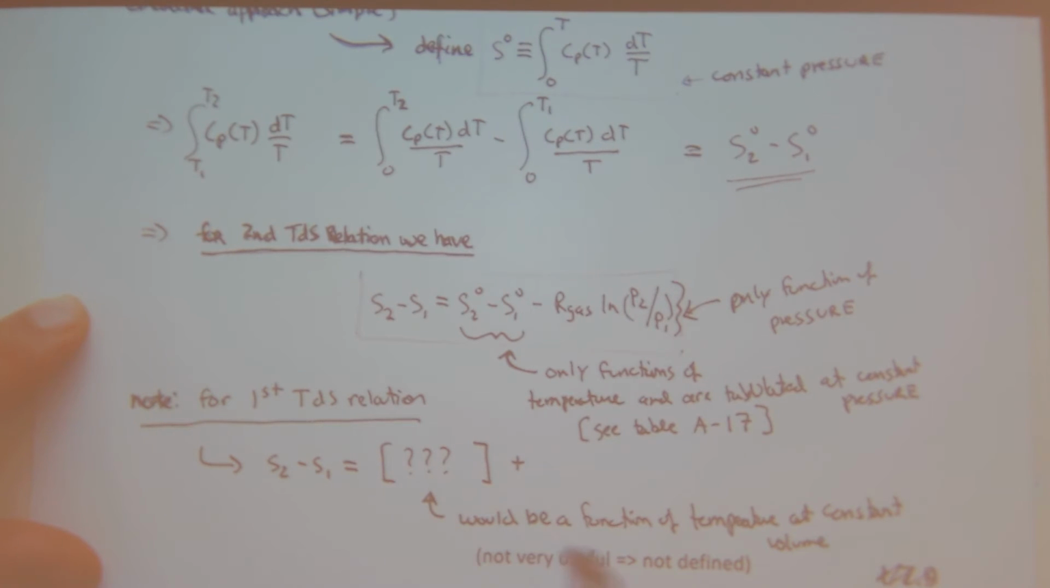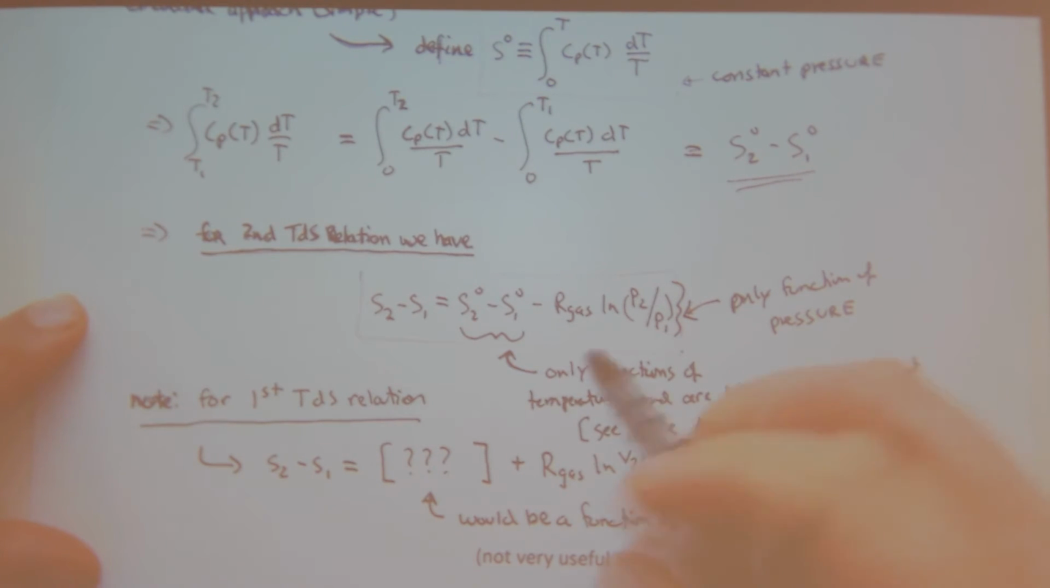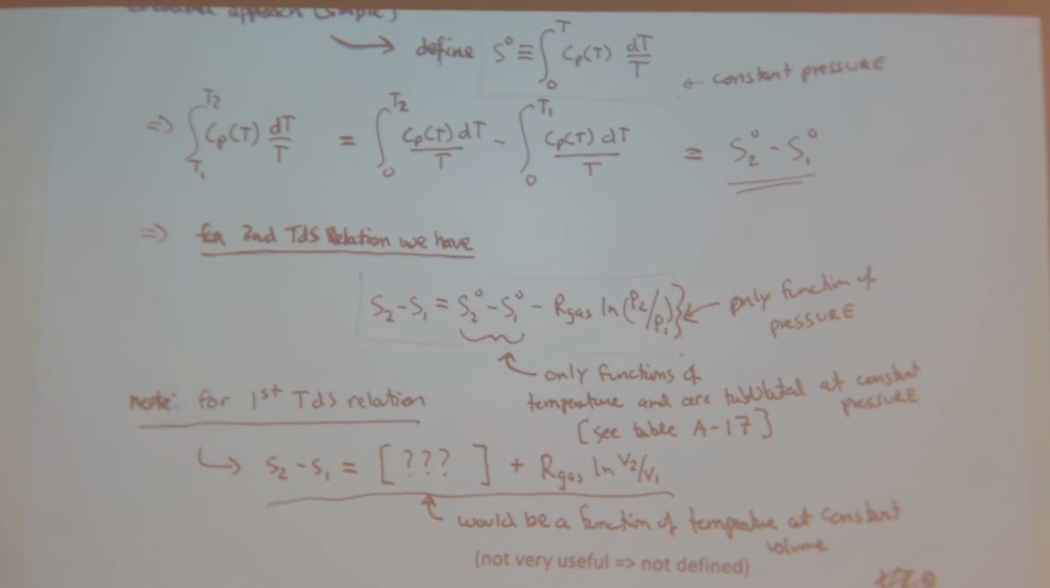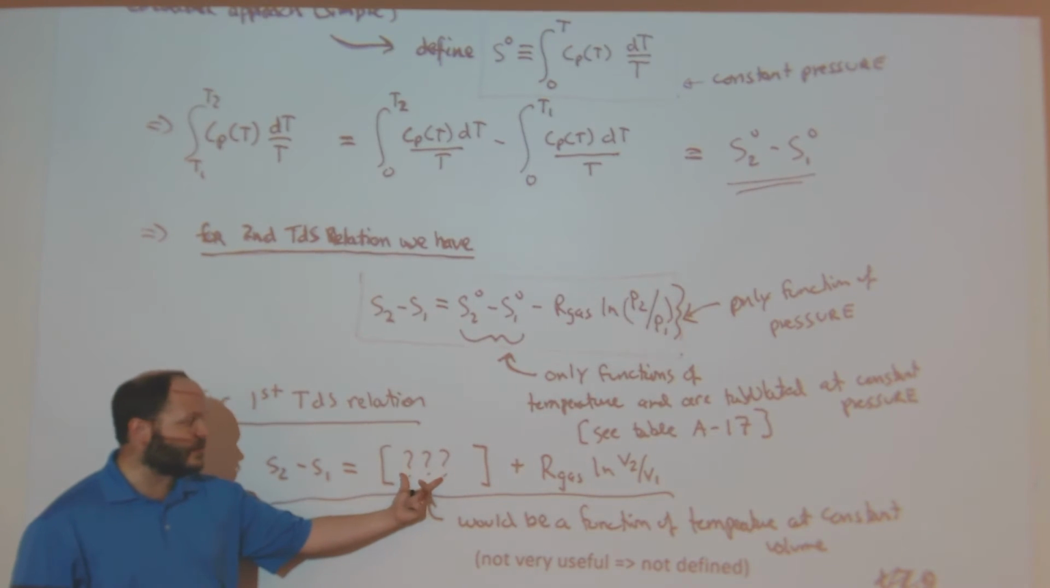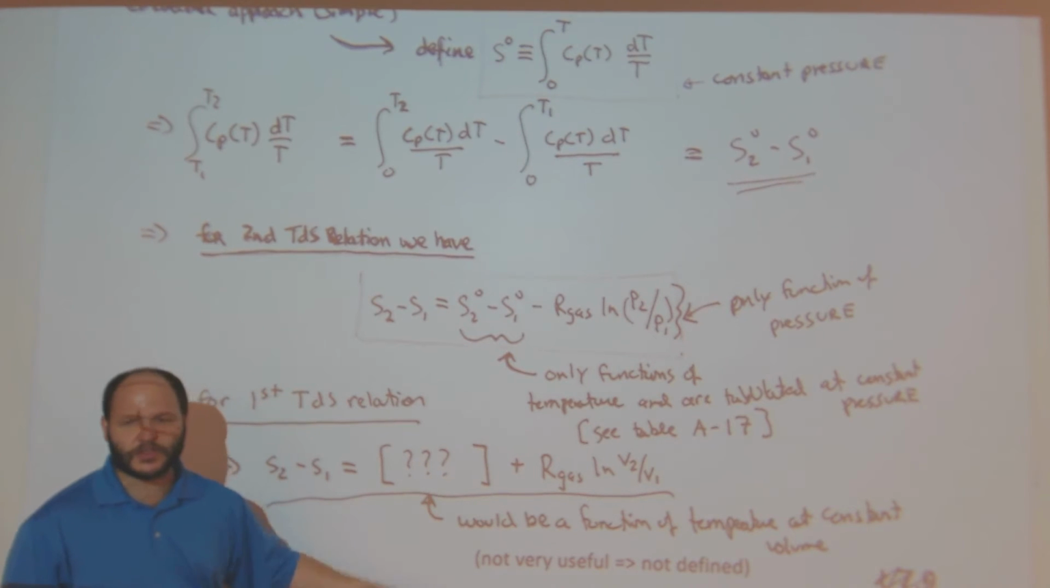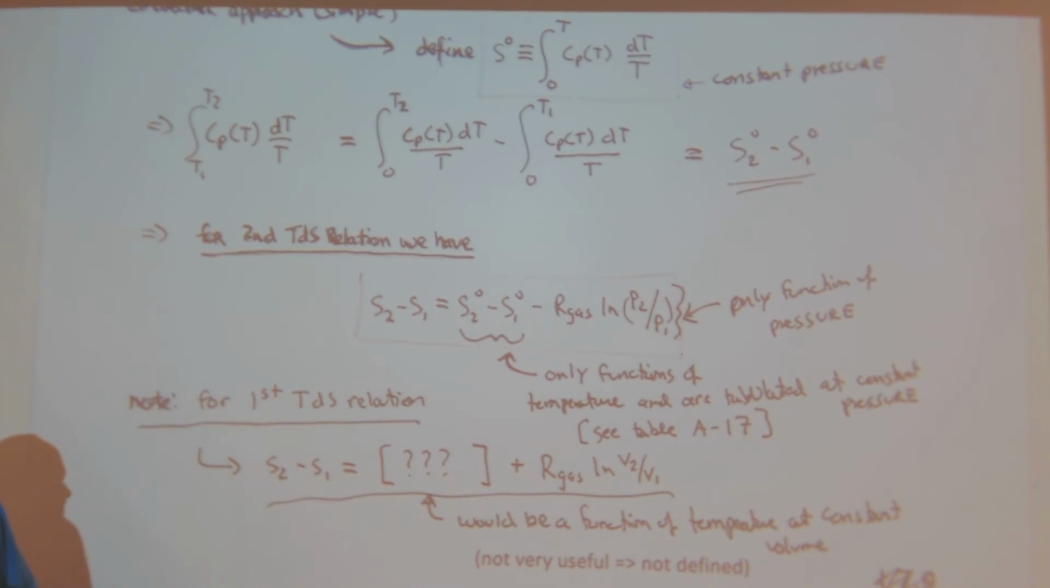This was only, so it would be a function of temperature at constant volume. It turns out that it's not very useful, or it's not even defined. So for the first TDS relation, I could do the same type of thing, and I'd have something here. I could define some S0 type thing, but it turns out that it's not very useful. So there is no S0 type of way of looking at it.